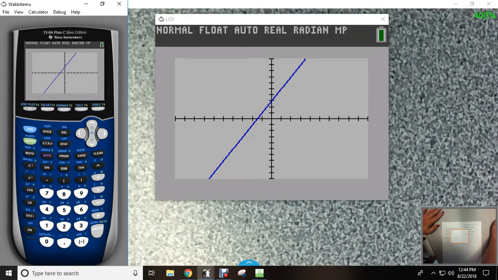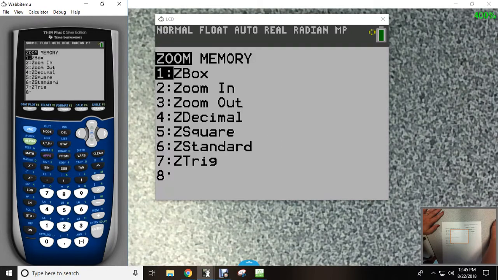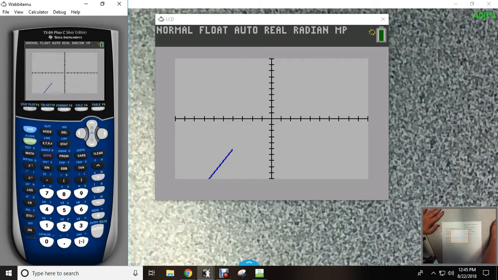Is there anybody's graph that doesn't look quite centered? Looks a little bit off-center? Anybody's graph just look totally weird? No? Some? Okay, so if your graph looks totally weird when you get here, or it's not quite centered and you want it to always go back to this configuration, what you're going to do is hit the zoom button, which is right in the middle under the screen, and choose option 6. So zoom 6 brings you back to the negative 10 to positive 10 on both axes.